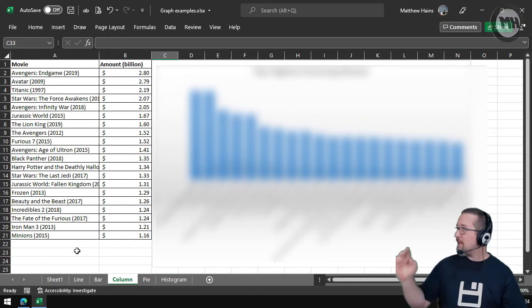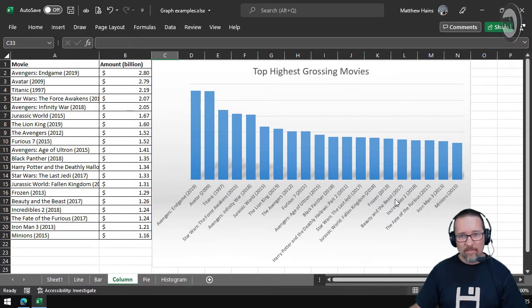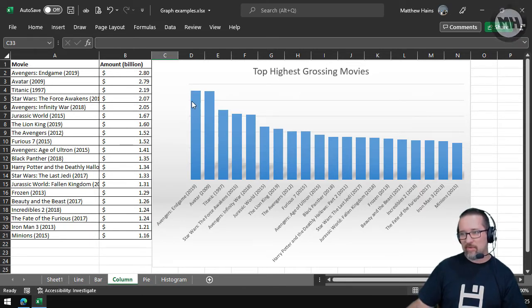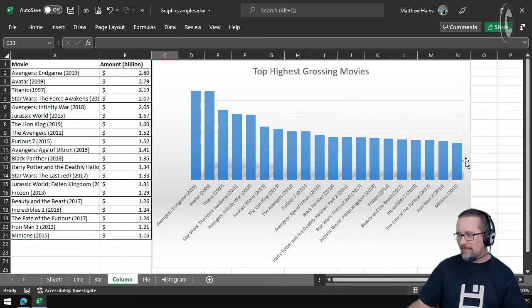And I've then used this graph to show, and this is a column chart, and with a column chart you can arrange it so that you can see right away the largest one, the highest grossing one, and the lowest grossing, which was in millions. I'm sorry guys, there you go. So that's a column chart.